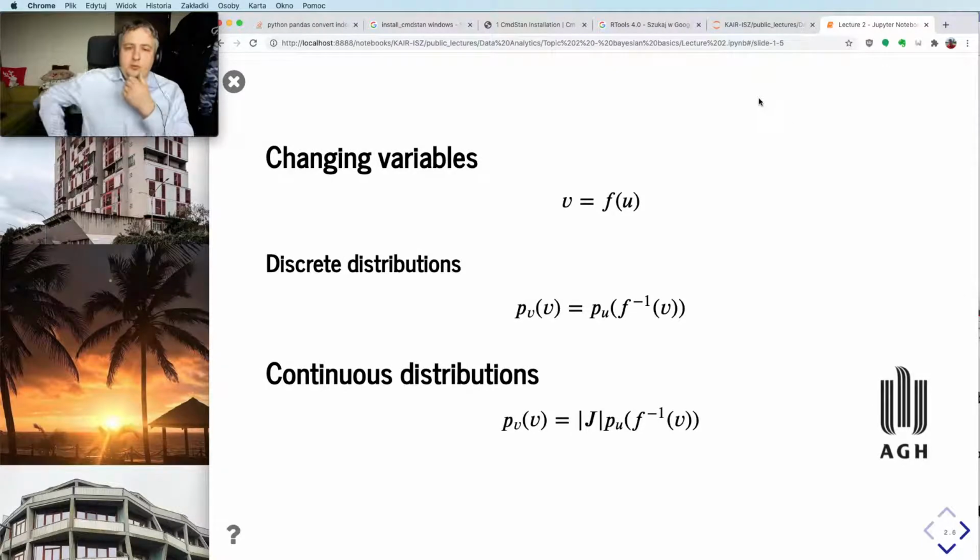The thing that we will also be doing is changing variables, and changing variables is very important for any kind of computation for multiple reasons. Usually we want to get certain values which are not directly represented. They might be represented by a combination of different variables or as a function of certain variables.